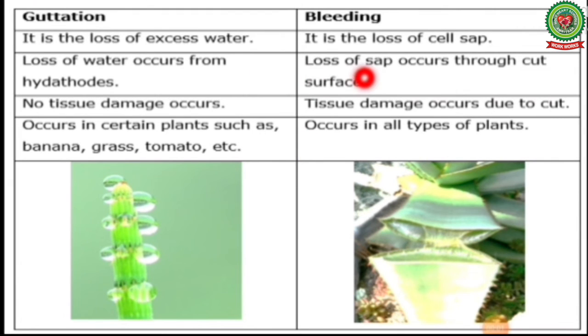In bleeding, loss of sap occurs through cut surface. In bleeding, tissue damage occurs due to cut surface. In guttation, no tissue damage occurs. It occurs in all types of plants.